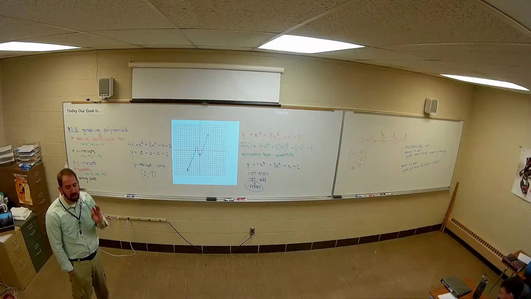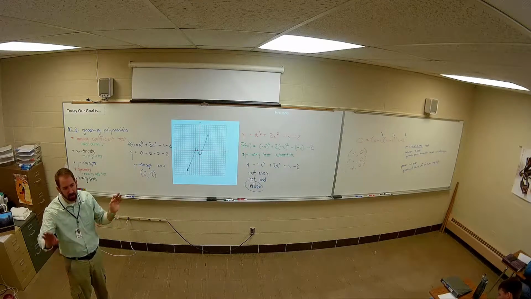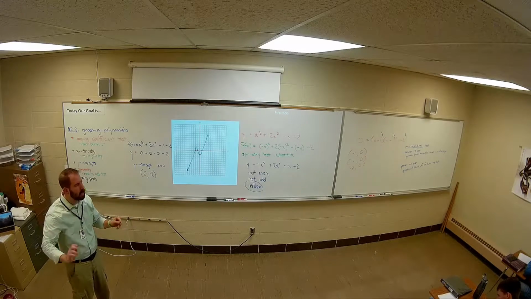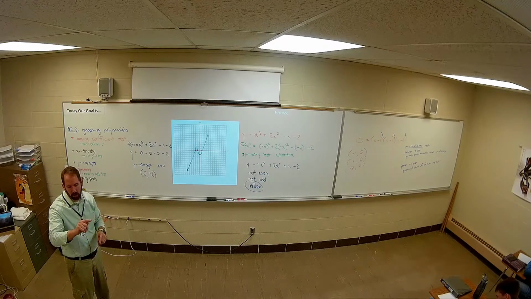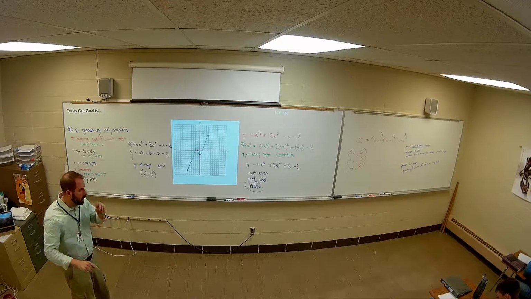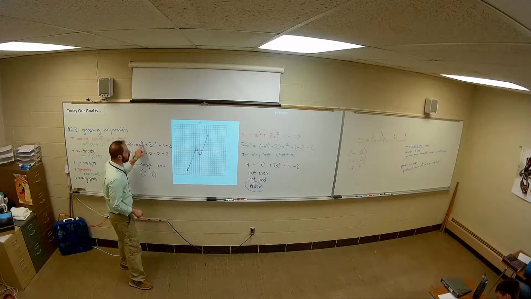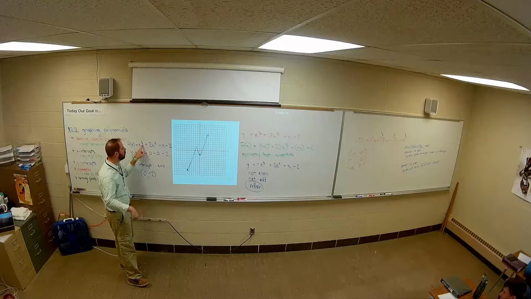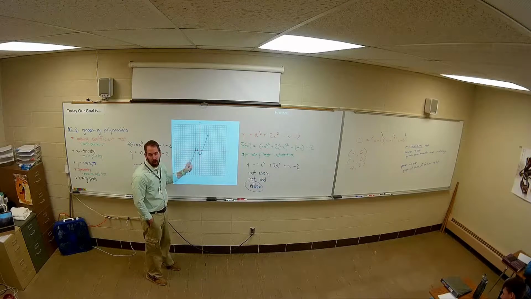So if your greatest degree is 3, that tells you something about the end behavior, right? But it also tells you how many times it will turn directions on the graph. So what is 3 minus 1? 2. That's how many times this thing will turn directions.